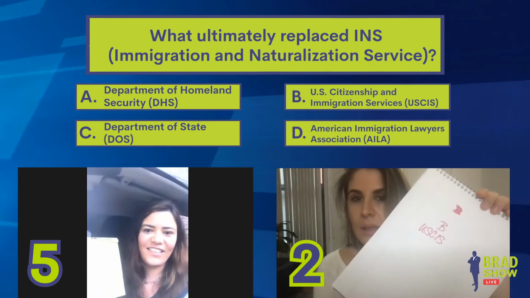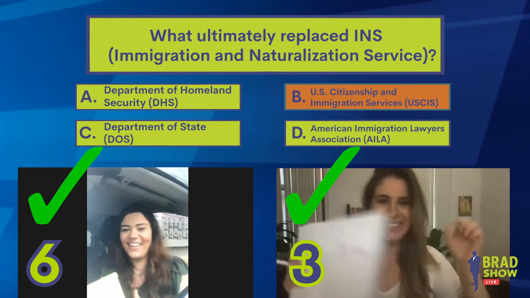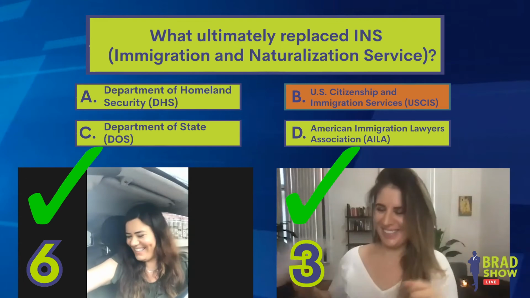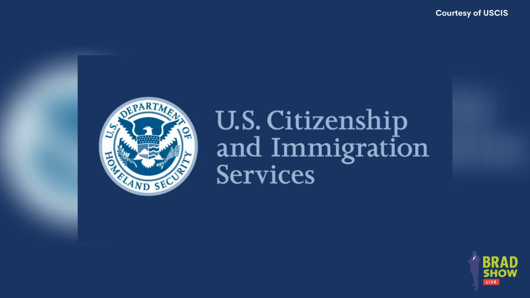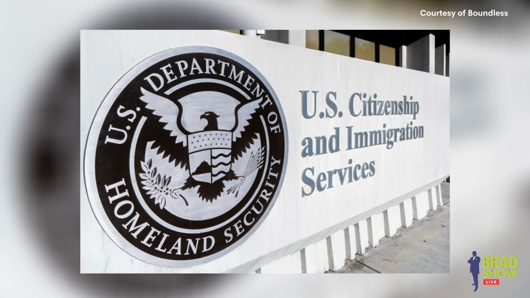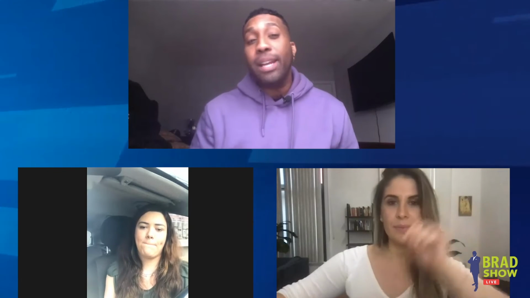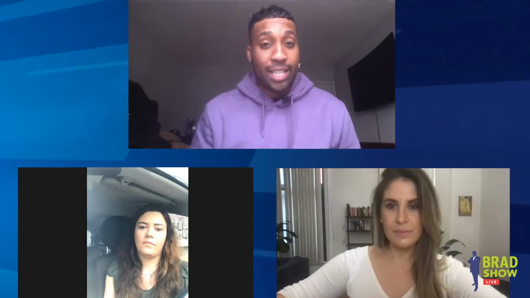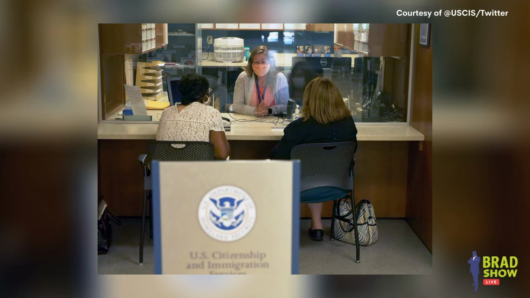USCIS? Ding, ding, ding, you both got it. Yes, it is USCIS. So in March 2003, the U.S. Citizenship and Immigration Services, which is USCIS, formed to become an agency, a part of the United States Department of Homeland Security. So USCIS performs many of the duties of the former INS, such as processing and adjudicating various immigration matters, including applications for work visas, asylum, and citizenship.